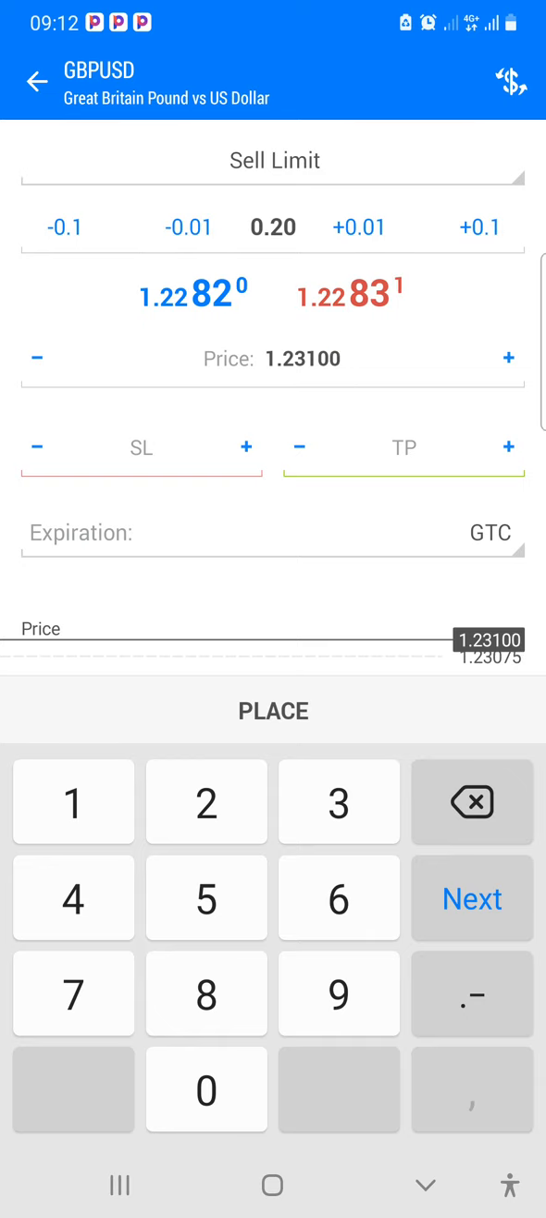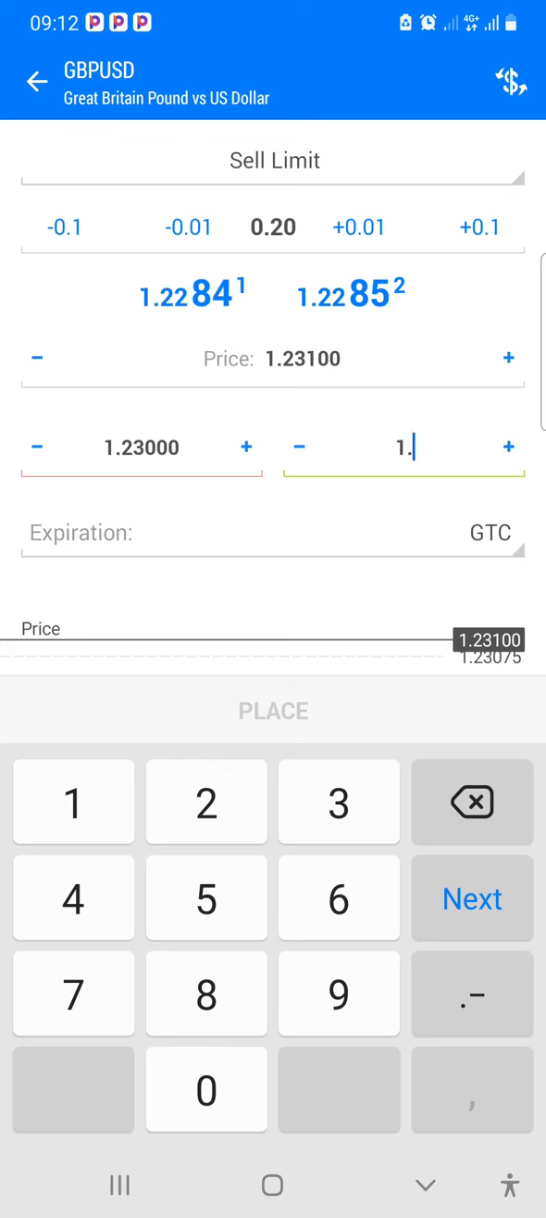Then my SL will be maybe 1.2300. That's 10 pips stop loss. Then take profit. Of course, I want to sell below, so I now want my take profit to maybe 1.2. All this depends on analysis. So it's not just something that you place. It's not betting. No.